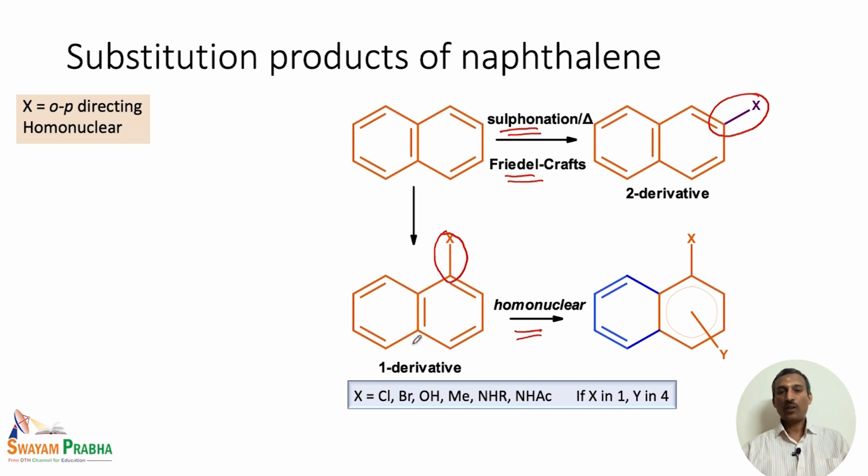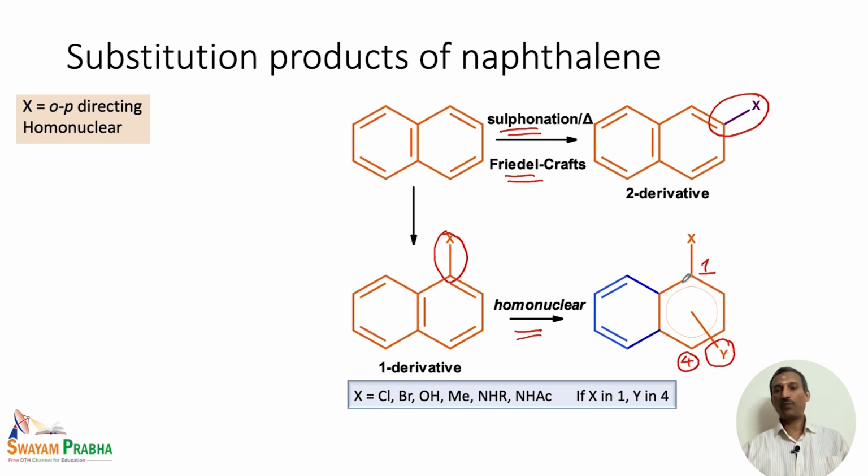So let us look at the first case, which is homonuclear substitution. If the groups which are ortho-para directing, like chlorine, bromine, hydroxy, methyl, NHR or NHAc, are present in position number 1, and if we carry out the second electrophilic aromatic substitution reaction, we end up with a homonuclear product. That means the second group entering, the Y group, goes into the same ring where the X is existing. In most cases, if X is in position number 1, the Y will occupy position number 4.